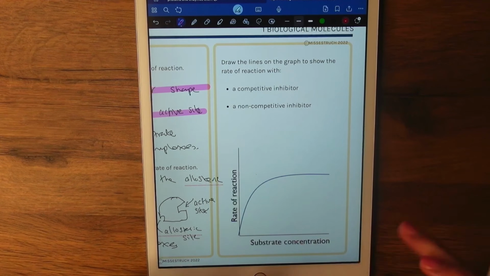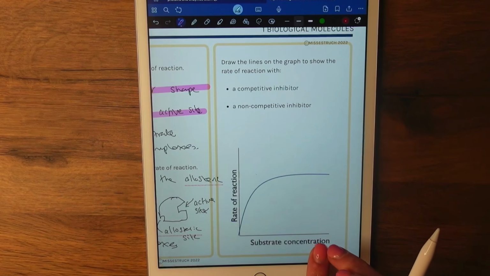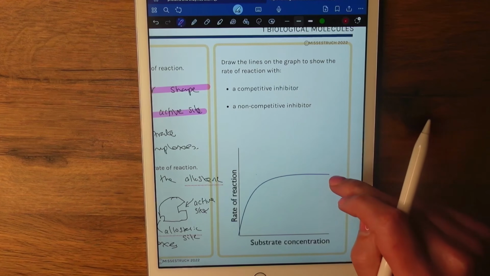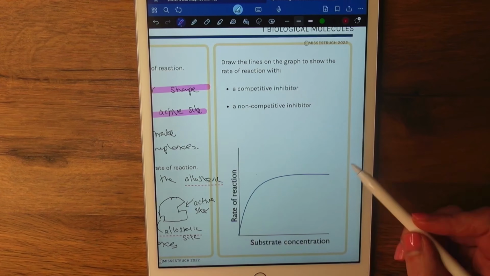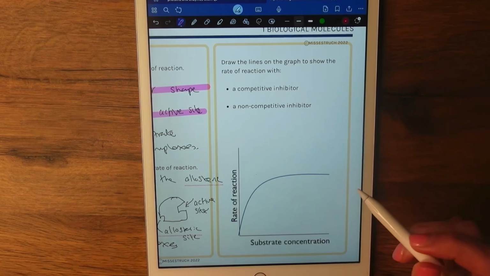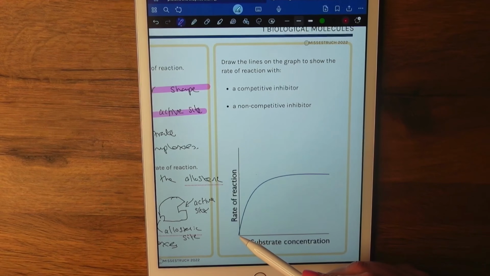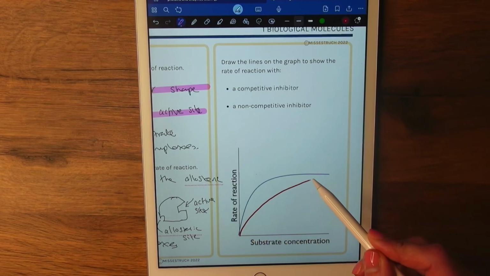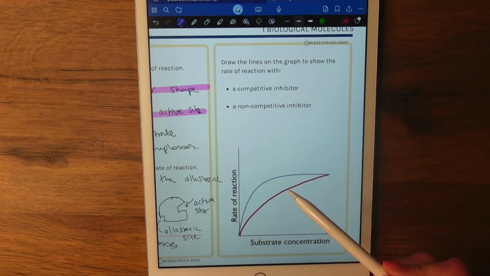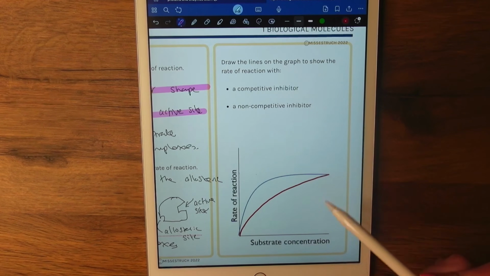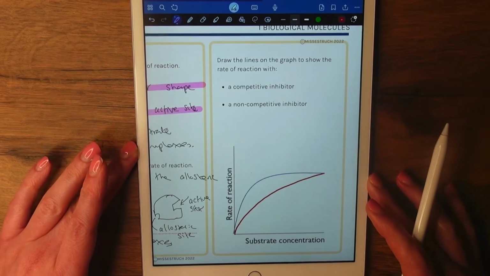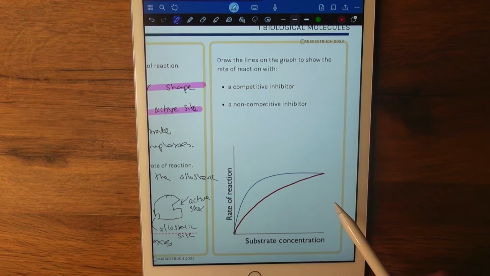Because when I say end, actually I should say at high concentrations of substrate, it will have the same rate of reaction, the same maximum rate. And that's because the substrate, if it's in a high enough concentration, it outcompetes the inhibitor. So you'd have a curve that looks something like that. So it's a lower rate of reaction at all substrate concentrations until you get to the highest of the substrate concentrations, and then it has the same end point.